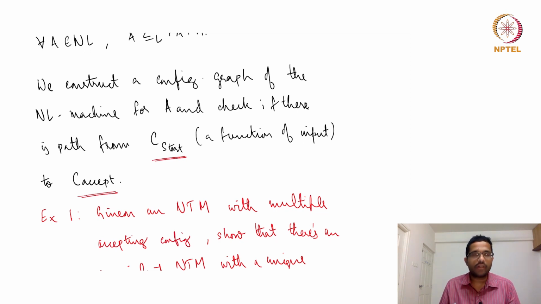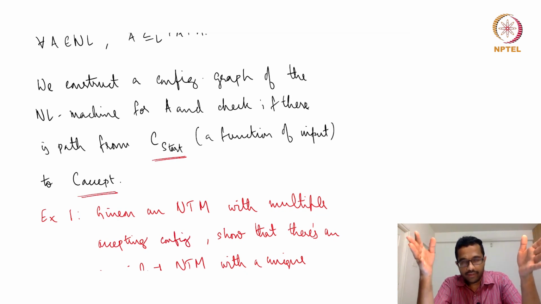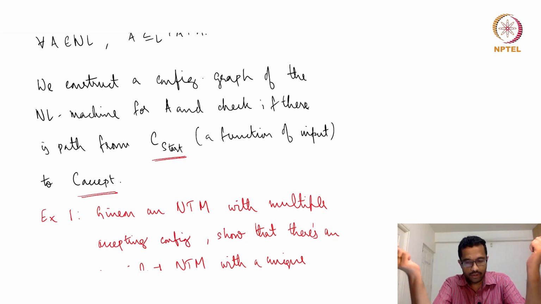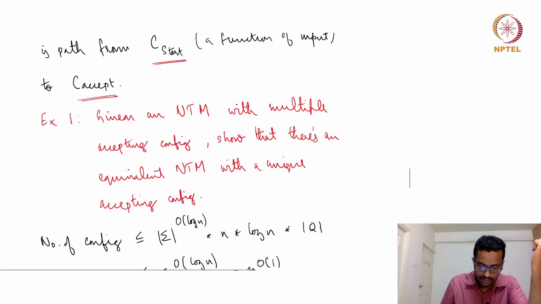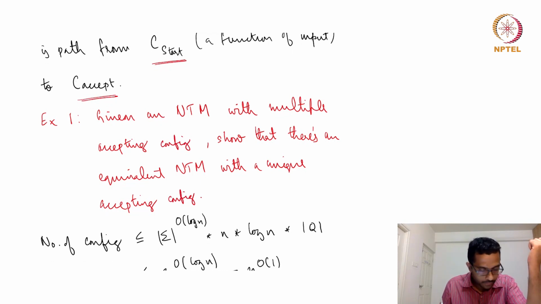C accept is not a unique accepting configuration, because you could have different configurations, with different tape contents, head positions, and so on. So there is no unique accepting configuration, but that is what I say here in the next exercise that you can think about. If there is a non-deterministic Turing machine with multiple accepting configurations, show that you can get an equivalent non-deterministic Turing machine with a unique accepting configuration. It is very simple.